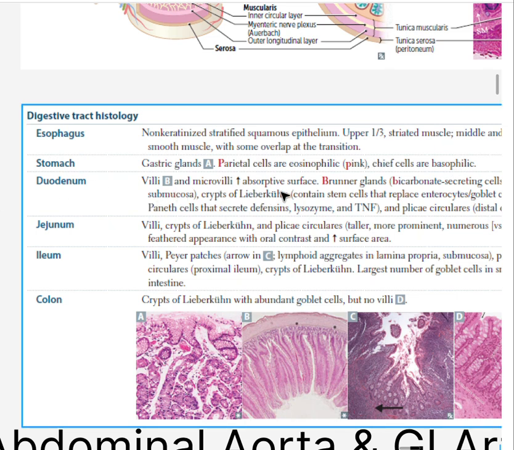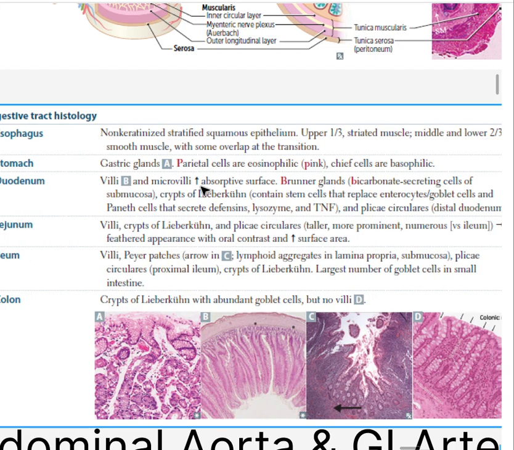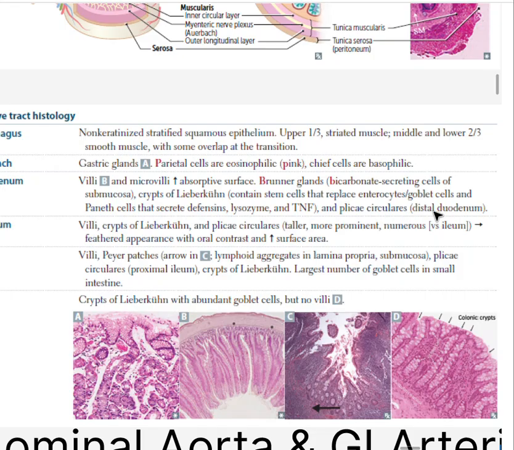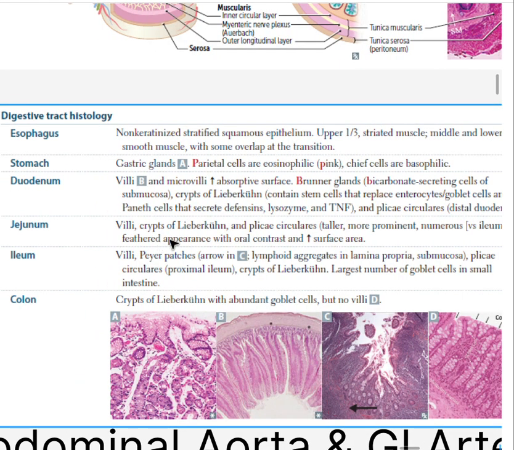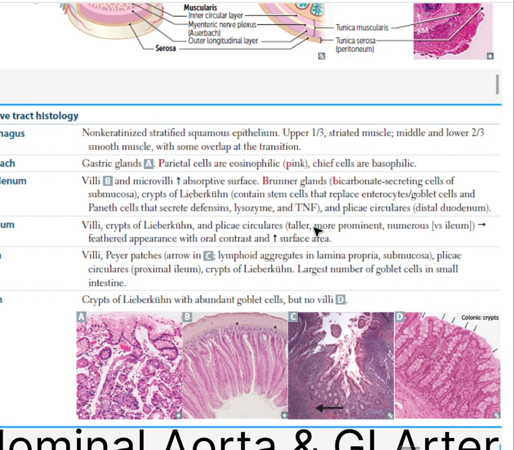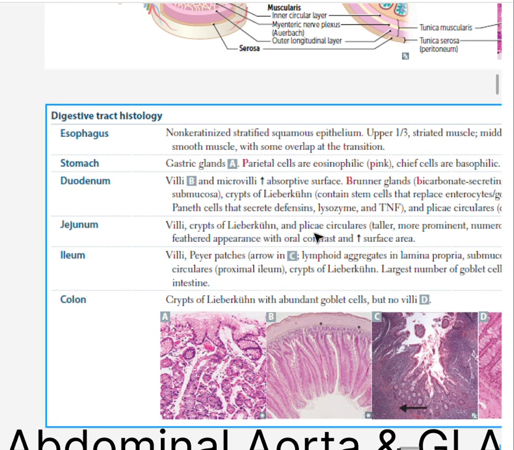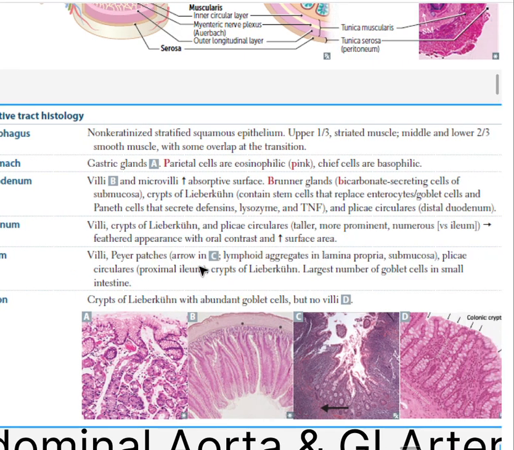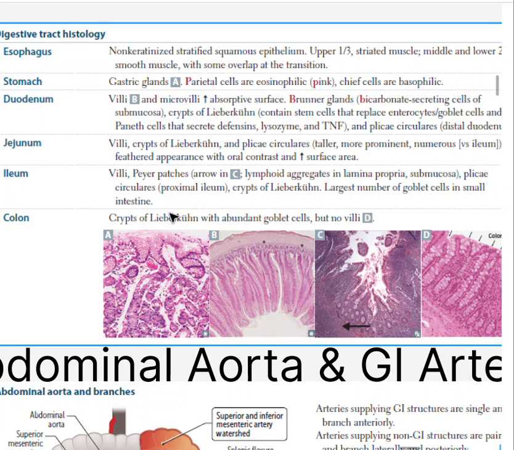The duodenum had villi and microvilli to increase the absorptive surface. They had Brunner's glands that were bicarbonate secreting cells. You can remember it by BB. They had crypts of Lieberkühn containing stem cells, also Paneth cells that secrete defensins, lysozyme, and tumor necrosis factor, and plicae circulares, right, in the distal duodenum. Then the jejunum has villi, again crypts of Lieberkühn and plicae circulares, taller, more prominent, and numerous versus the ileum. Their villi had a feathered appearance with oral contrast and increased surface area. Then we have the ileum, which has Peyer's patches and lymphoid aggregates.